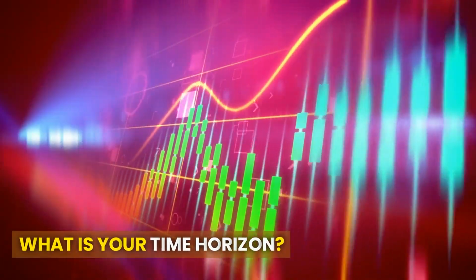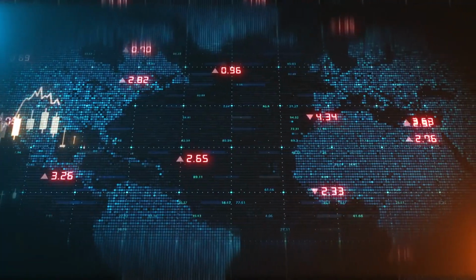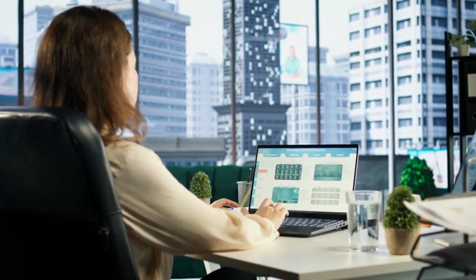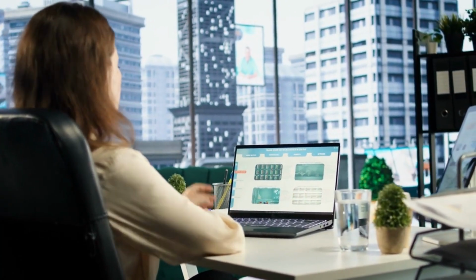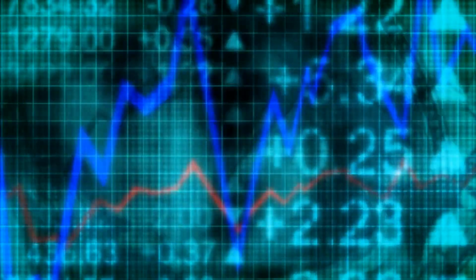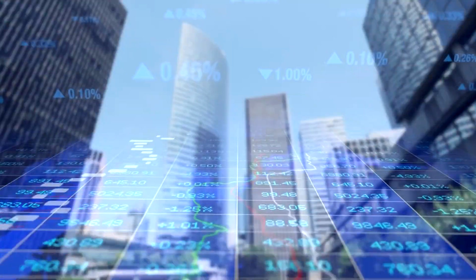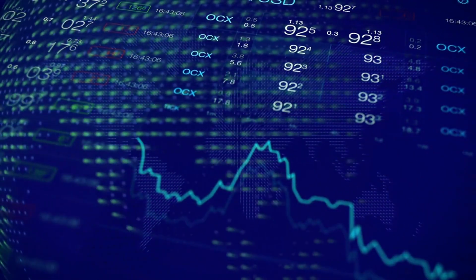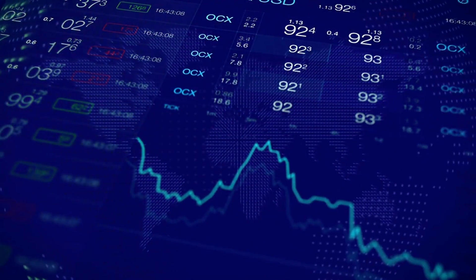What is your time horizon? If you're young and have decades ahead, you can prioritize dividend growth stocks. If you're near retirement, you may prefer higher-yielding, stable stocks. What is your risk tolerance? Higher yields often come with higher risks. Be prepared to balance your portfolio between high-yield and dividend growth stocks.